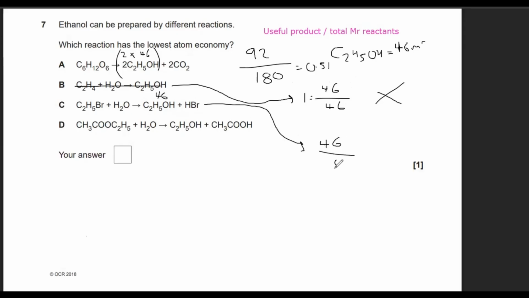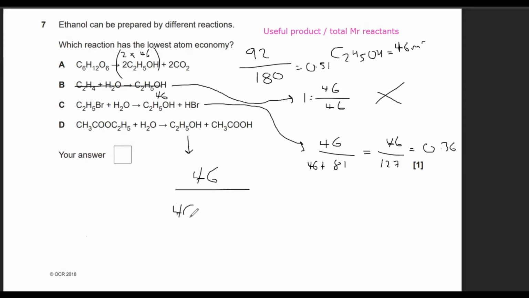Now we've got 46 for the useful ethanol here, and it's over 81 for HBr. I think it's 79.9 for Br and 1 for H. Plus 46. What's that? 127? 46 over 127. That's going to be lower than A. So that is a lower fraction than A. So this has got the lowest atom economy so far. 46 over 127. Whack that in the calc. What's that? 0.36. We don't have to be exact unless we get two that are very close.